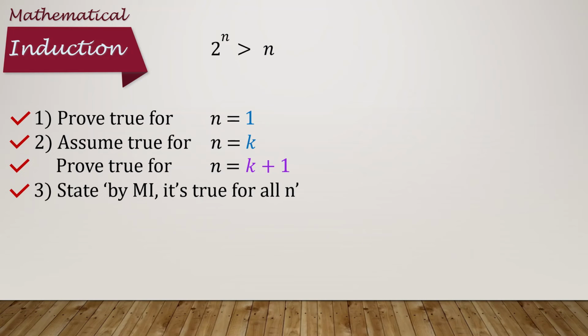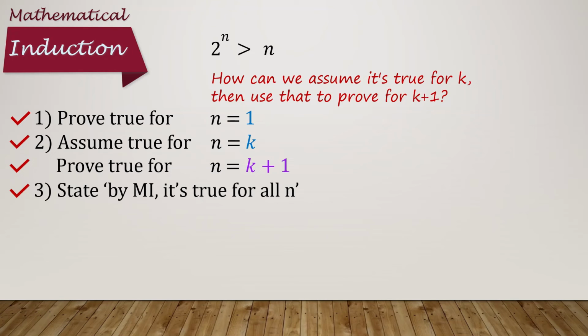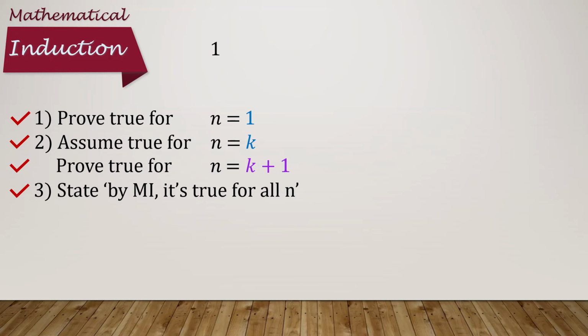Now you might be wondering, how can we assume it's true for k, then use that to prove that it's true for k plus 1? That sounds like circular referencing. Well, we proved that it's true for n equals 1. So we could simply say k was equal to 1. Then we could assume it's true for k because k is equal to 1 and we know it works for 1. We proved that if it's true for k equals 1, it is true for k plus 1.